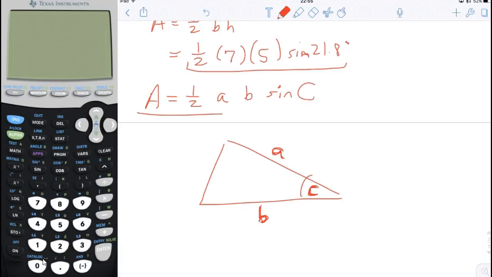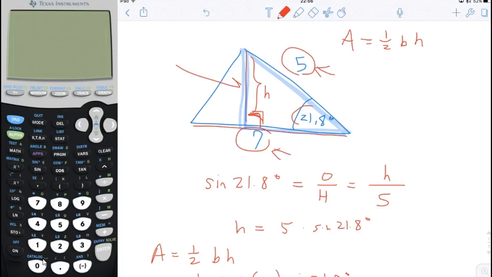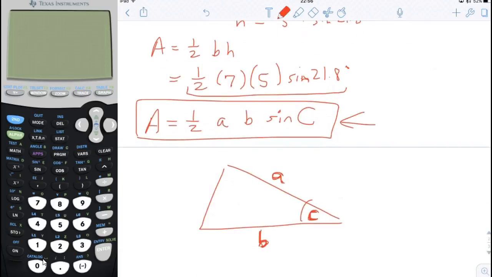Okay? So this is a formula that we can always use without having to stop and calculate the height anymore. What we just did is we calculated the height first in order to use the formula A equals 1/2 BH. But with this new formula, we don't have to calculate the height anymore because we've already figured out a special formula using the sine between these two sides, and we just multiply together the two sides.